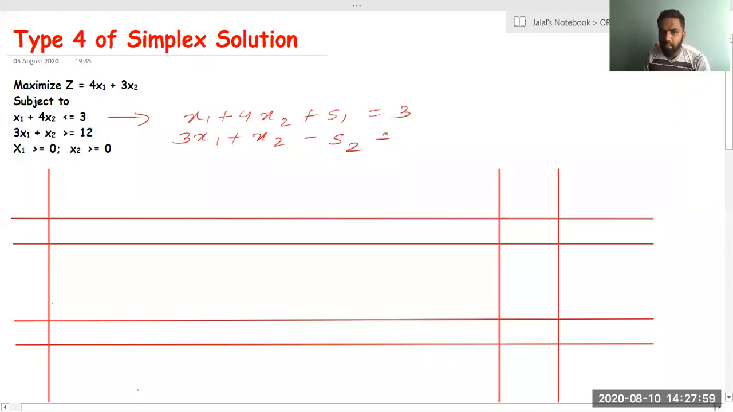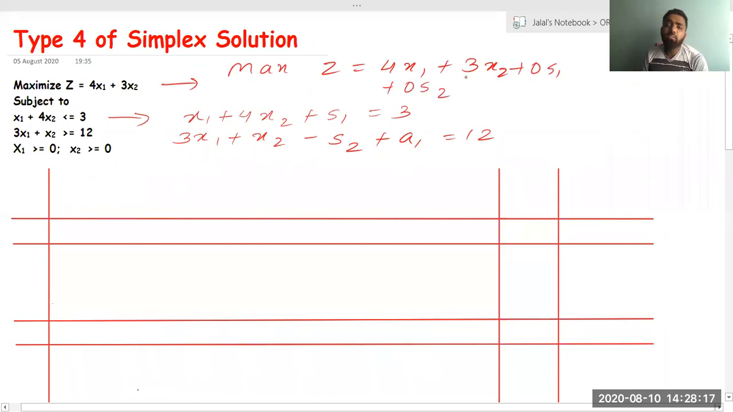And since we are getting minus s2, we need to add an artificial variable so that we can start with the solution. Since we are adding an artificial variable, it will be maximize z is equal to 4x1 plus 3x2 plus 0s1 plus 0s2. I can solve it by big M, I can solve it by two phase. I am solving it by big M, minus M A1. You can even try it by two phase. You will get to the same conclusion.